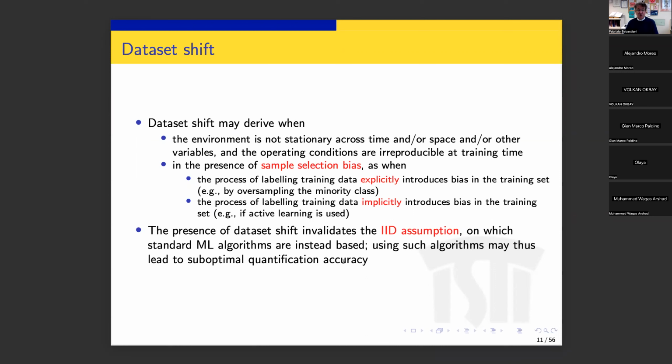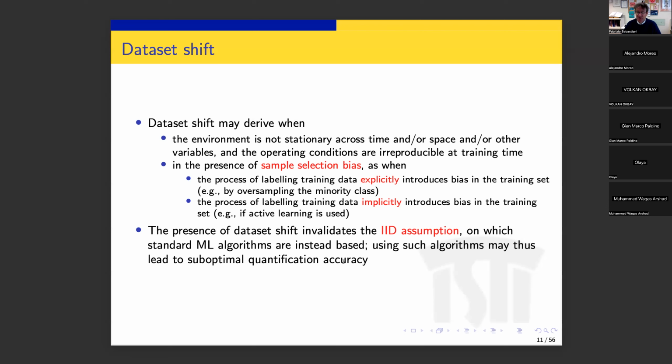Another type of cause for dataset shift is sample selection bias. Sample selection bias means that the way we select our training data is such that this training data cannot be representative of the operating conditions. For instance, there is an explicit way of introducing sample selection bias.